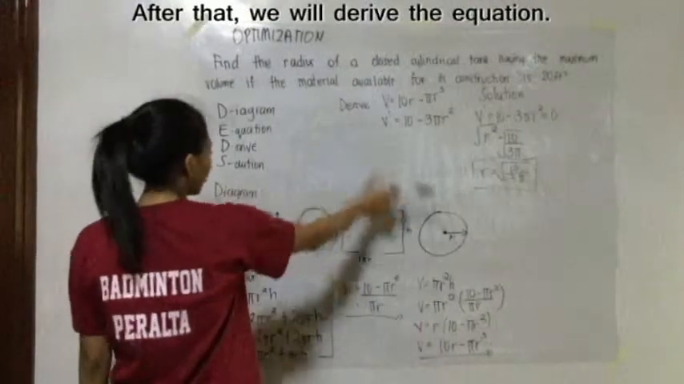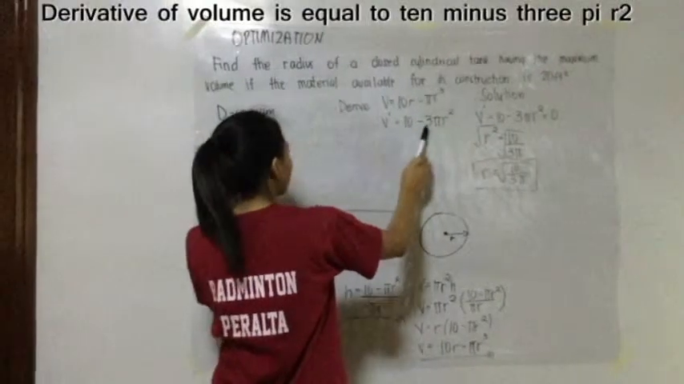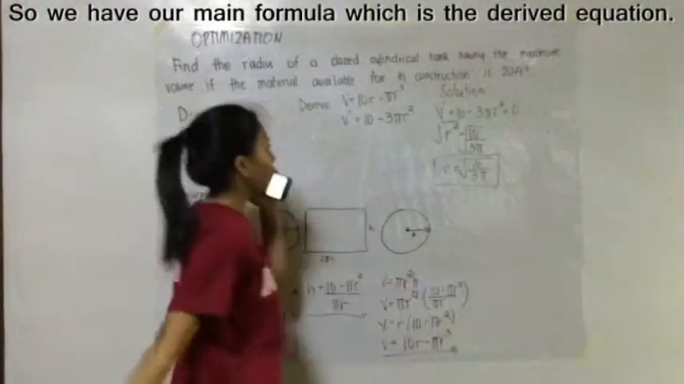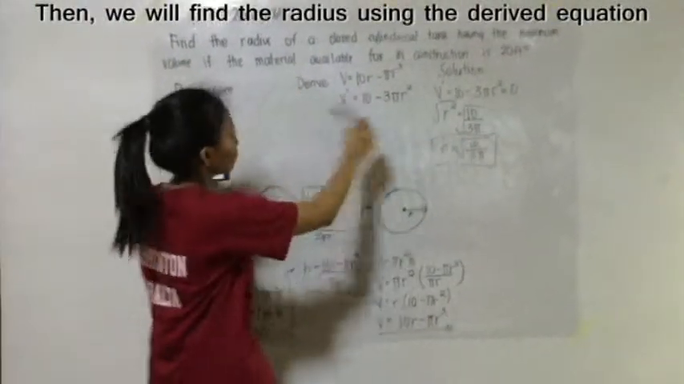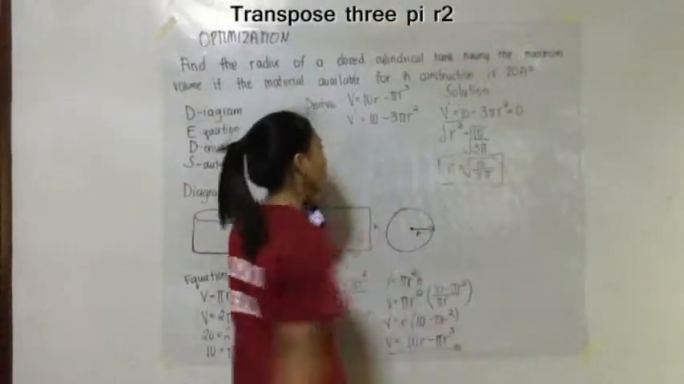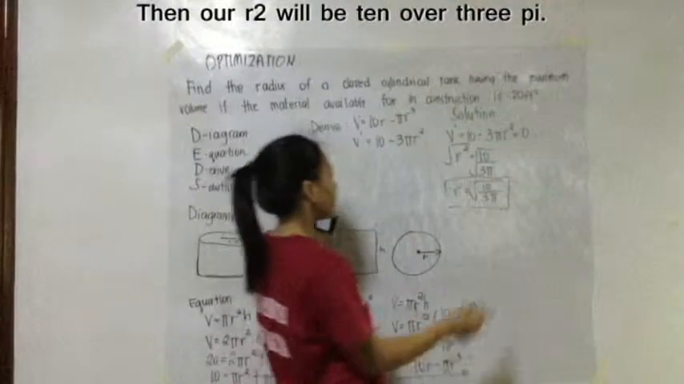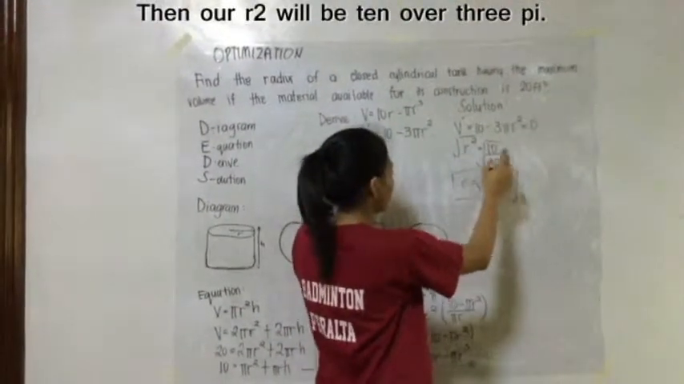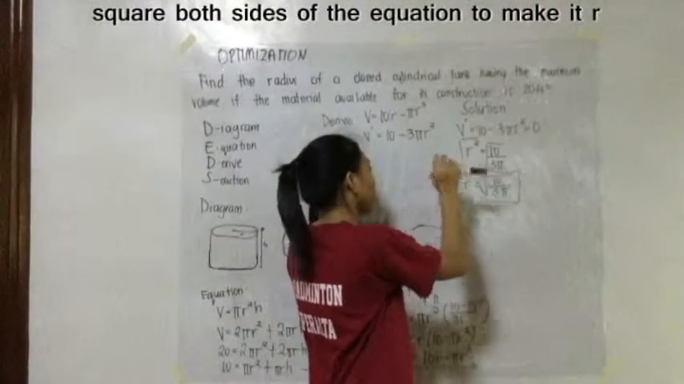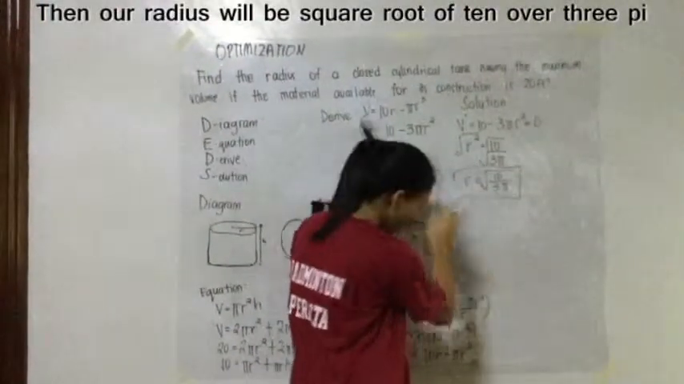Tapos, derive na natin yung nakuha nating equation, which is 10 minus 3 pi r squared. So, mayroon na tayong pinaka-formula. Hanapin na natin yung radius gamit to. So, equate natin yung 10 minus 3 pi r squared sa 0. So, transpose mo tong 3 pi r squared. So, magiging 10 over 3 pi. Since r squared siya, square root mo siya para makancel para matira yung r. So, r is equals to square root of 10 over 3 pi.